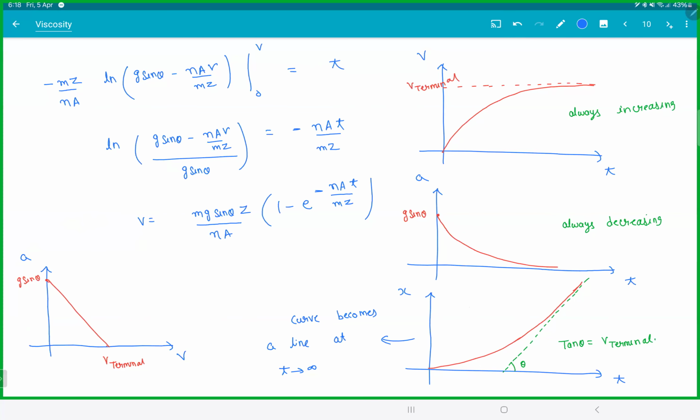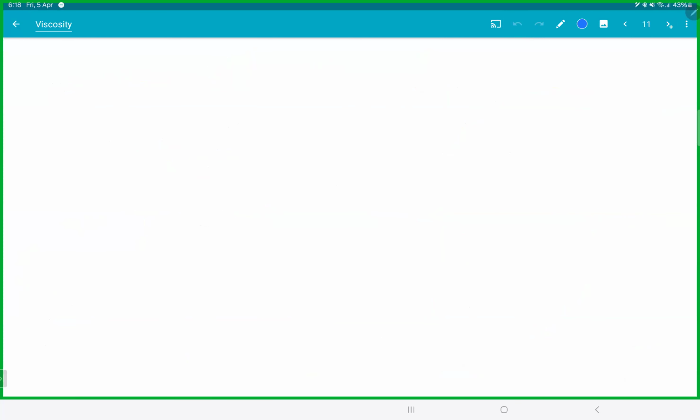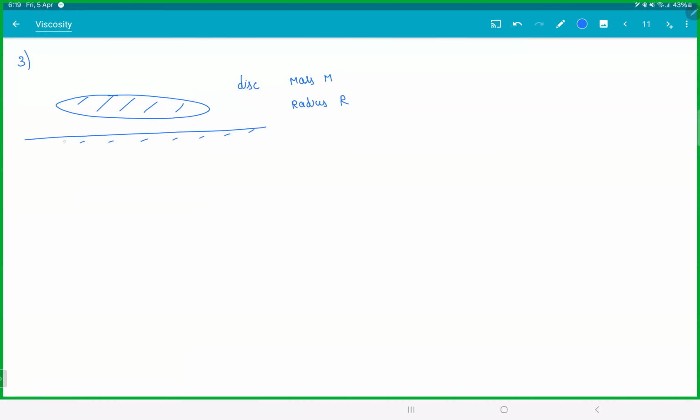Let's see one more. We have a disk, mass m, radius r. This is placed on a thin layer of fluid.